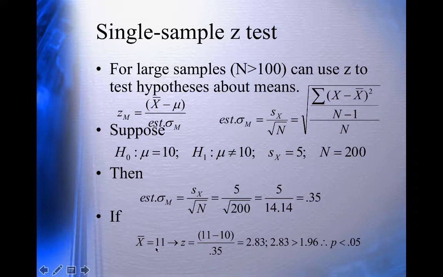If we collect the data and our sample mean is 11, then our z-test would be x-bar minus mu, which is 10, over the standard error, which is 0.35. And that gives us an obtained value of 2.83. And since we're looking at z and the alternative is not 10, then the magic 1.96 up or down from there is what we'd want to see, and 2.83 is larger than 1.96, so we would say that the result is significant. So that's doing the test in z.